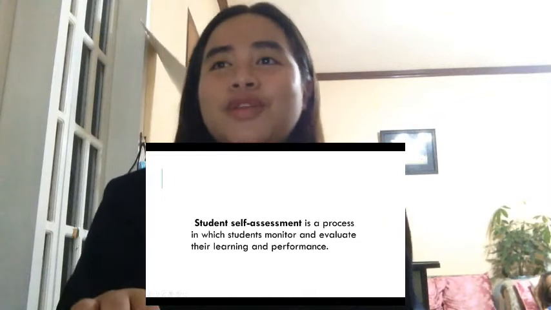It is also feedback given to the student so that they would be able to know how they could improve themselves. So now let's go to the topic. What is student self-assessment? Student self-assessment is a process in which the students monitor and evaluate their learning and performance. This includes monitoring. So what do you think is the role of monitoring? Monitoring is an awareness of thinking and learning strategies.